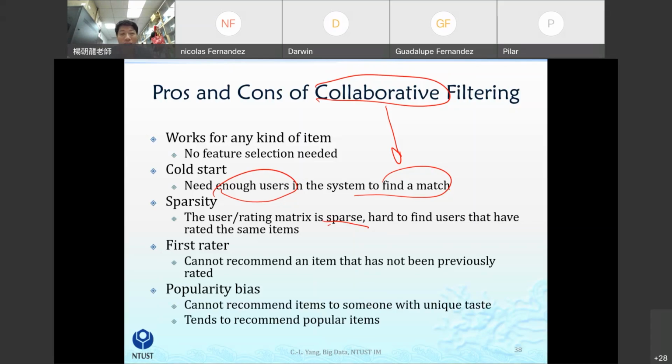And the popularity bias: it cannot recommend items to someone with unique taste. I think that's a very common issue for recommendation systems. If you have unusual taste, it will be hard. Since it is based on collaborative features, you compare with other people and the group of other people, and there might be a huge group, so definitely you will recommend some popular items to the customer, right?